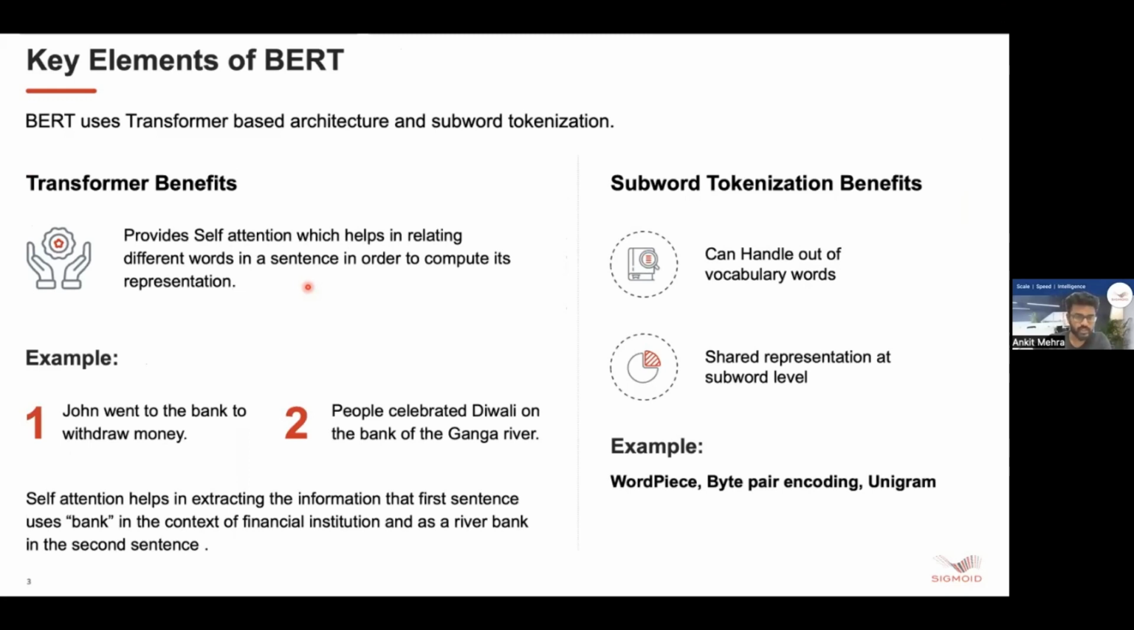So let us look at this example. Here the common word bank is used, but in two different contexts. So what self-attention does is it looks at each word and its neighboring word to draw the meaning and use it in the context of the sentence. Now moving to the subword tokenization. Subword tokenization can be used to eradicate the problems that we have seen in the slide 1.